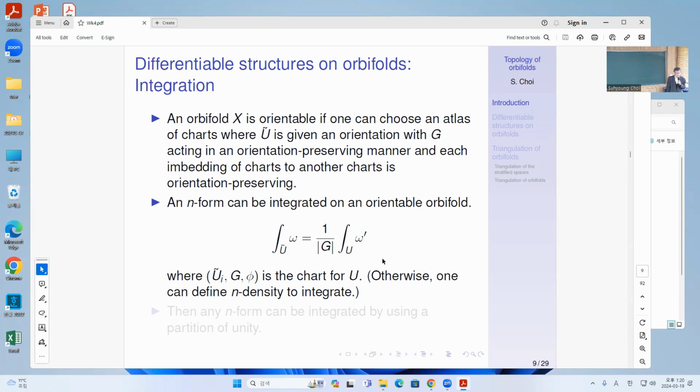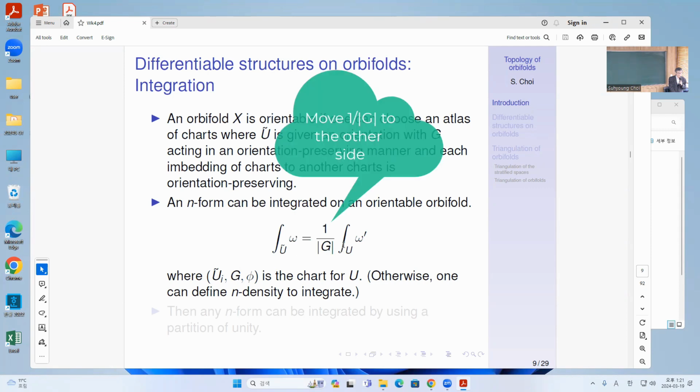So you have any chart U, then this omega prime is a chart form on U, which means it comes from some form omega on U tilde i. Okay, so then you integrate over there, and then, sorry, I think this 1 over G has to go to here, right? Sorry, this is a mistake. Yeah, sorry about that. Okay.